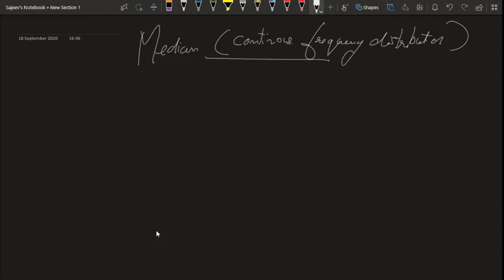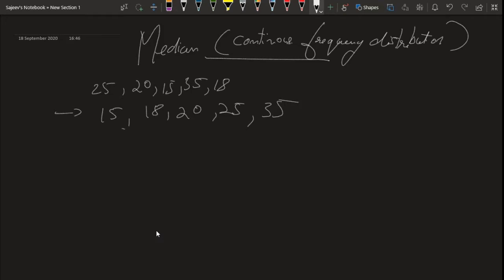Let's take observations as 25, 20, 15, 35, 18. These could be any observations, and the first step is to arrange them in ascending or descending order. So let's arrange them: 15, 18, 20, 25, and 35. If we look, we can see that 20 is in the middle, so our median is 20.